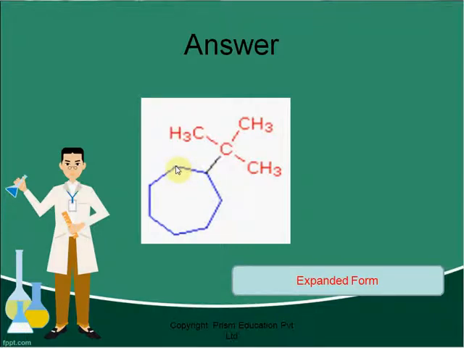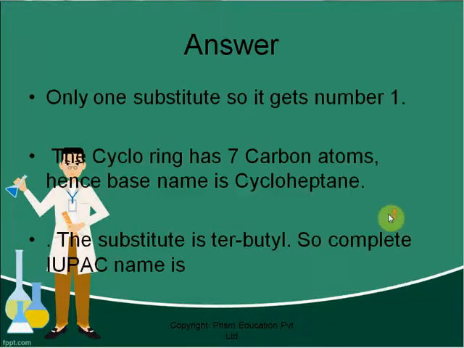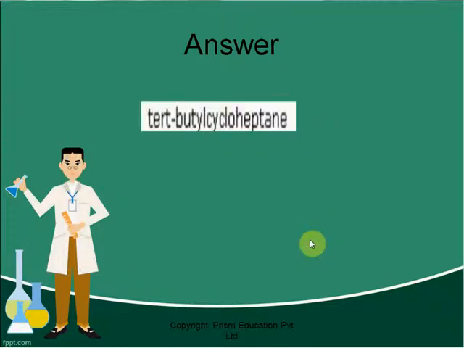Now how many carbon atoms in the ring? 1, 2, let's start from here. 1, 2, 3, 4, 5, 6, 7, which means it's a heptane, right? The substituent is tertiary butyl, so the complete name is tertiary butyl cycloheptane.